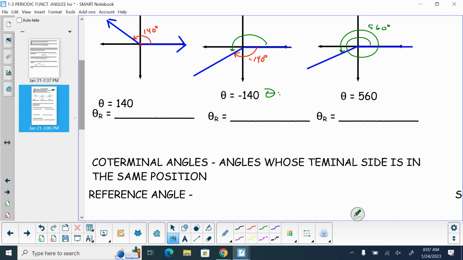Cade Miller, what do we have? 220 degrees. That is correct. Because if I go all the way around the circle, how many degrees would be the entire way around? 360. So if I go negative 140 here, what's that leave over here? Well, that's 360 minus the 140, which would give us the 220 degrees here.